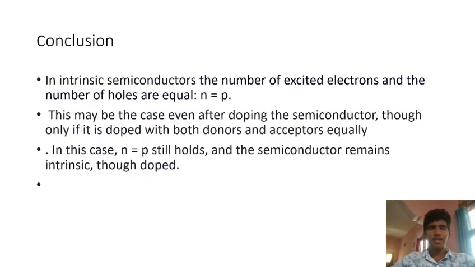Conclusion. In an intrinsic semiconductor, the number of excited electrons and the number of holes are equal, that is, n equals p. This holds even after doping the semiconductor with both donors and acceptors equally. In this case, n equals p still holds and the semiconductor remains intrinsic even though doped.